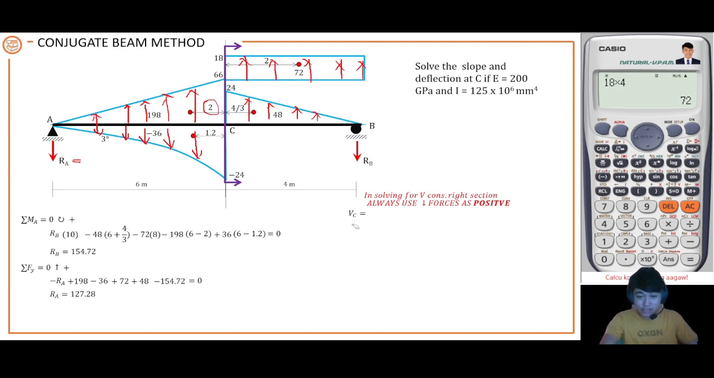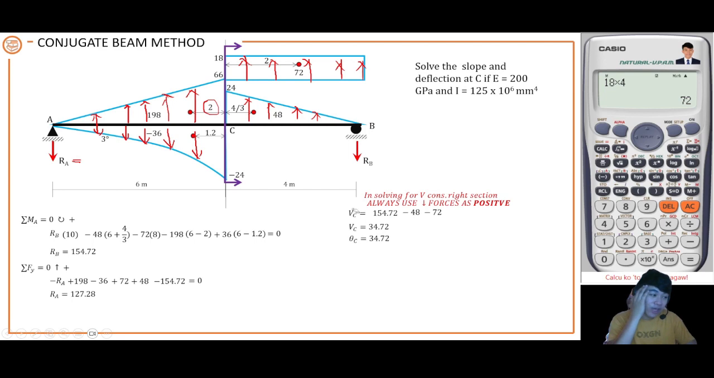So let's solve shear at C. Okay, so we have downward force, positive, RB, so 154.72. And then upward 48 and 72, so negative 48 and negative 72. Therefore, shear at this point is equal to 34.72. So that is a positive shear. Okay, so therefore, that is also the shear at point C, a positive slope.